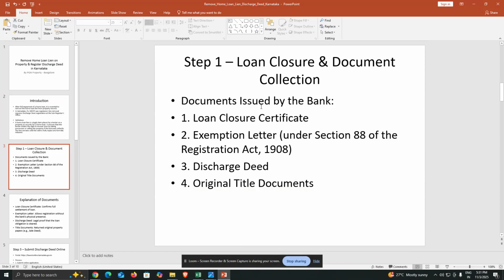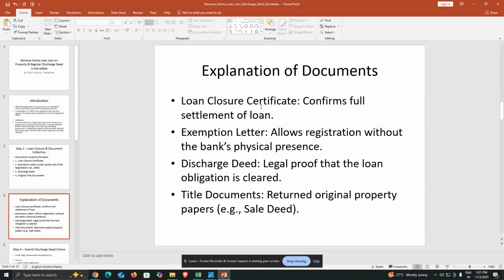Now let's come back to the topic. Once after repaying the home loan, we must collect the following documents from the bank. They are loan closure certificate, exemption letter, discharge deed, and original title documents. Let me explain about these documents in detail.